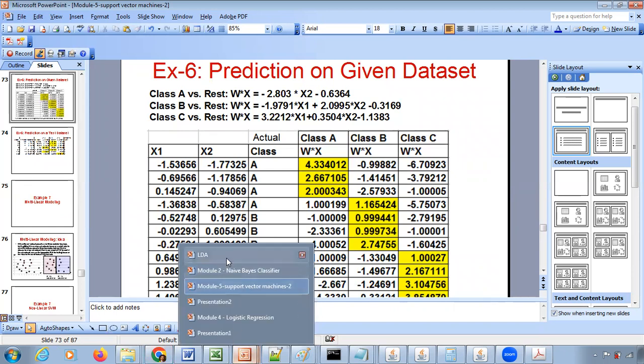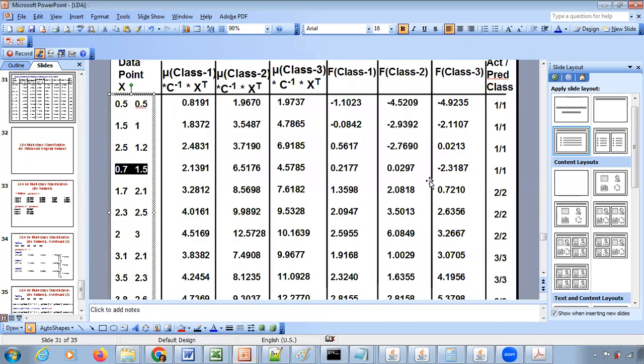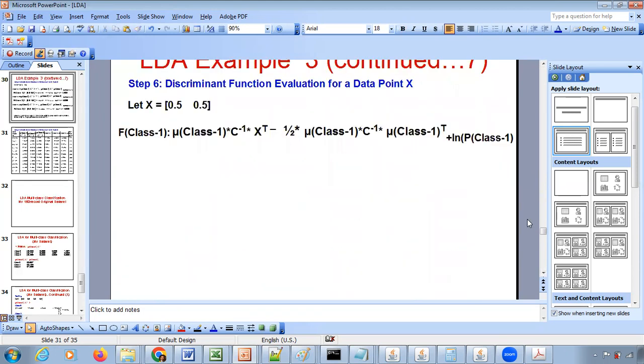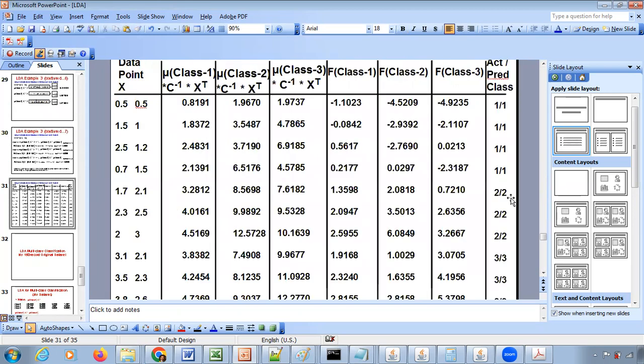But LDA does not have the discrepancy. The predicted class for this data point is class 1 itself, which is class A. So for all the data points, the predicted class is the same as the actual class. That's good because this is the training data set and we used all the training data points for building the model, and the predicted class is as expected for the actual class.